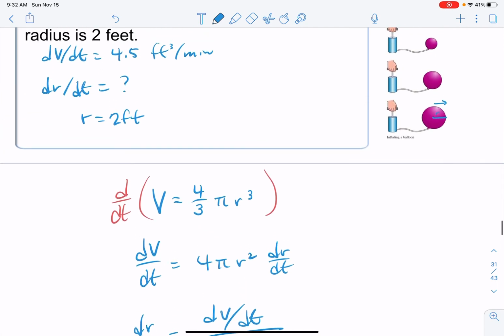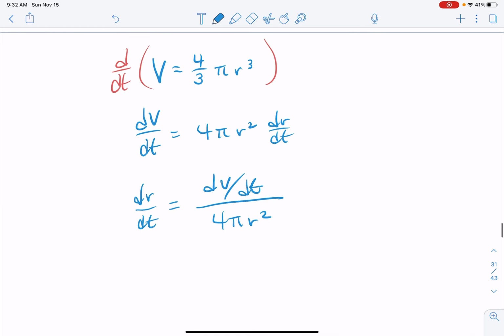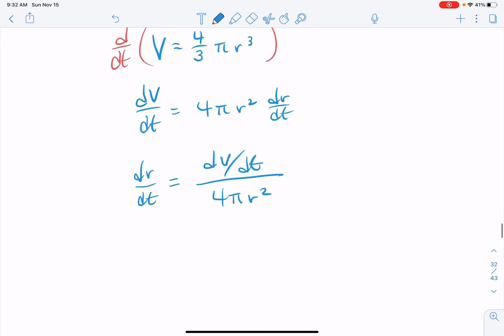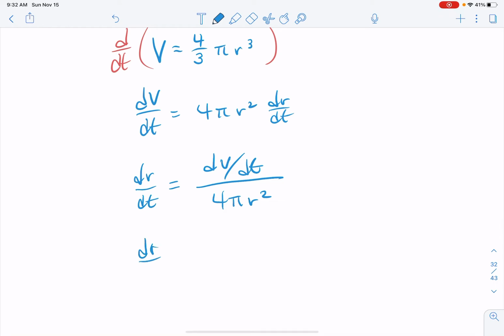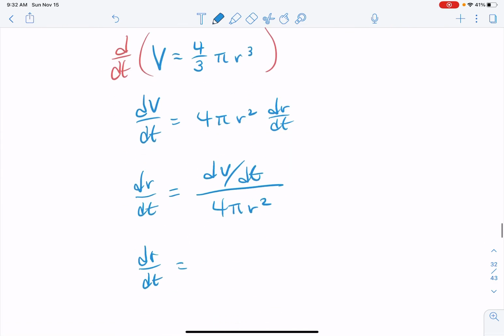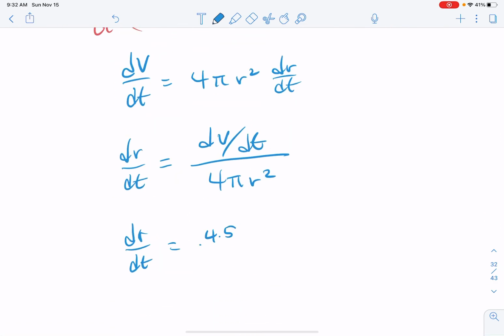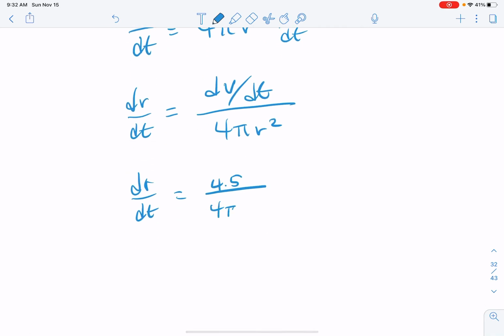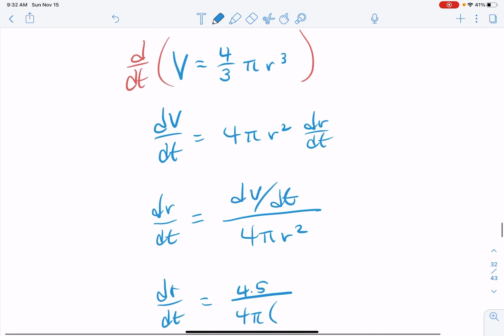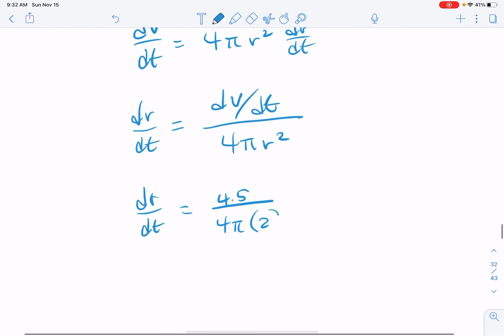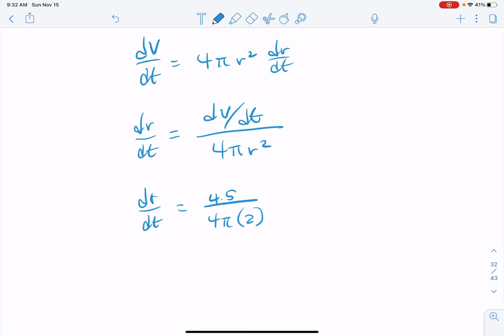Not quite done yet. Now we just got to substitute stuff in. Calculus is pretty much done. The rest is just some arithmetic. Okay, so dr/dt will be equal to, specifically, that was 4.5, wasn't it? 4.5, yes. Over 4 pi times my radius, I think it was 2. Yes, it was. There we go. Is it safe to stop? Sure it is. Should we get the practice doing the arithmetic? Sure we should. I guess it would be safe to stop now after I square the 2 anyway.